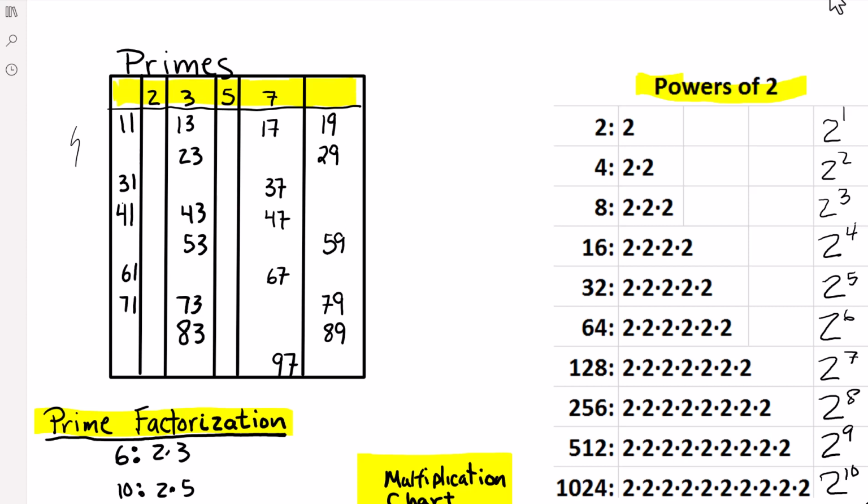Notice 2 is the only even prime number. So any number that ends in 2 after won't be prime because it's divisible by 2. 5 is the only prime number that ends in 5, because any number that ends in 5 after won't be prime because 5 will go into that. So that's a tip that you might want to know.